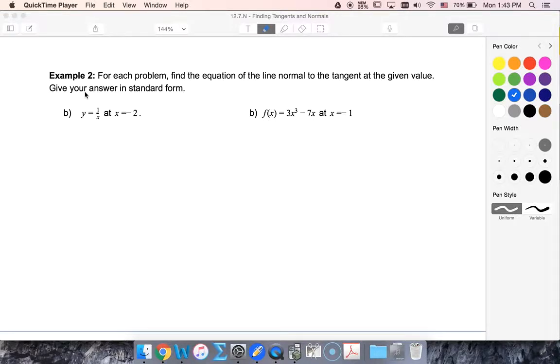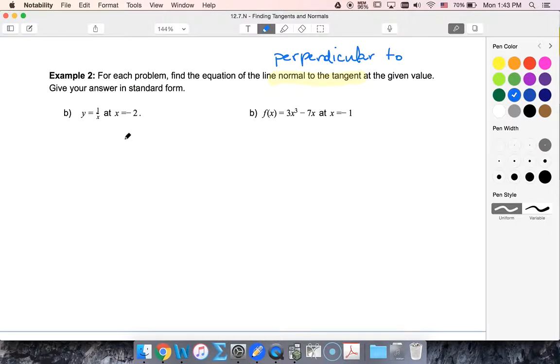Hello students. So for this example, we're now looking for the equation of the line normal to the tangent. So remember that normal to the tangent means perpendicular to the tangent. So that means that our slope has to change to make the perpendicular slope. So that's the only thing that changes. So I'm going to show you how to solve this both with your calculator and doing it algebraically.